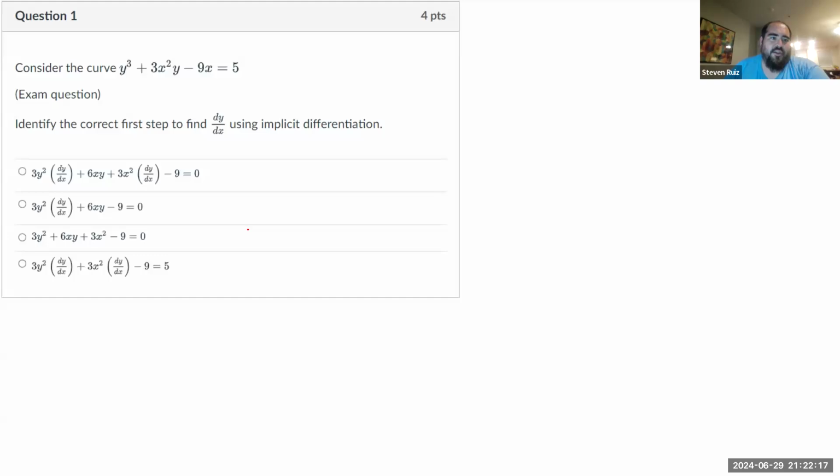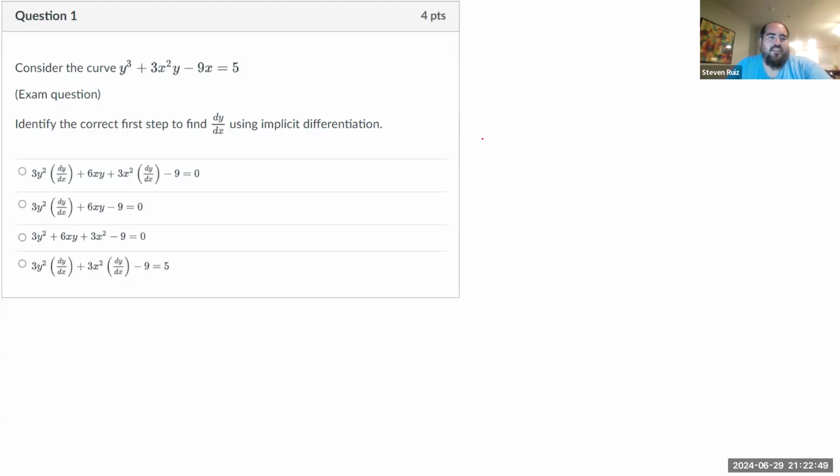All right, moving on to part 3 here. So I have this curve given by this equation. I need implicit differentiation here because I cannot isolate y. Even if I could, implicit differentiation is available to us, so we have a way to find these derivatives without having to worry about doing that algebraic manipulation if you want to. So we're asked to identify the correct first step here. So let's just take the first step and see what we come up with.